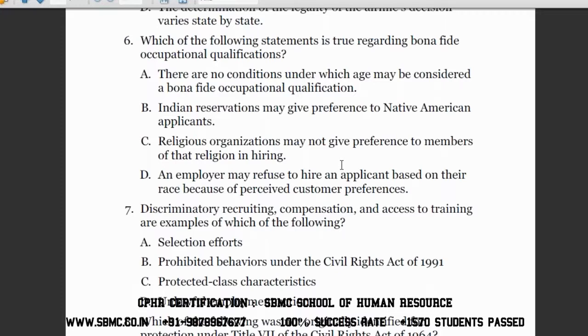A. There are no conditions under which age may be considered. B. It is because under Indian legislation they will give preference to the Native American applicant because of their local language preference and knowledge. That's why it's an occupational requirement, right? Okay, right.